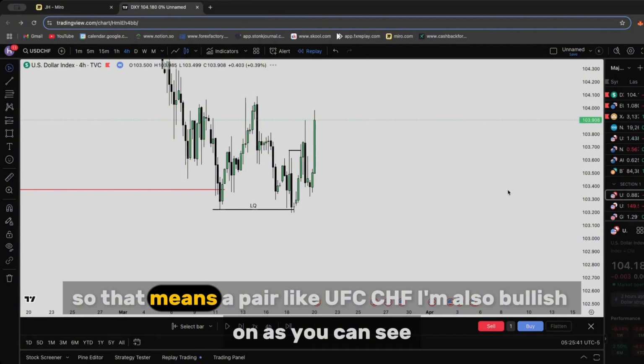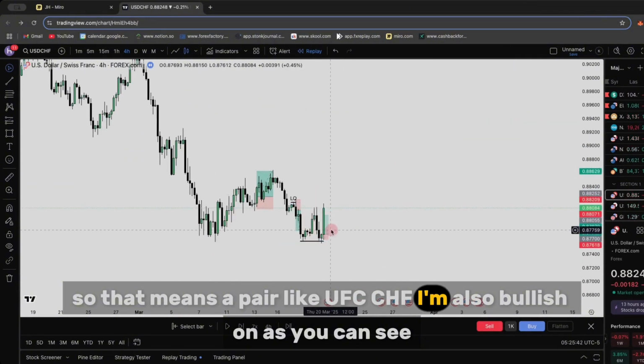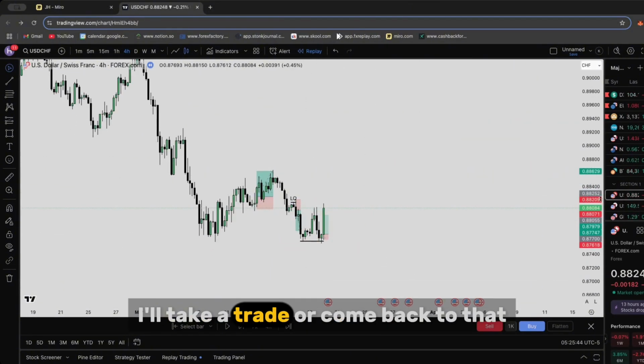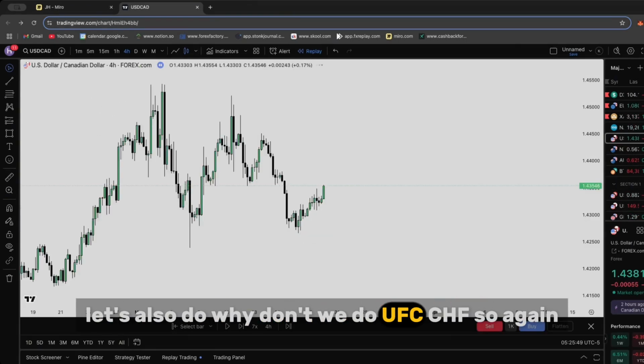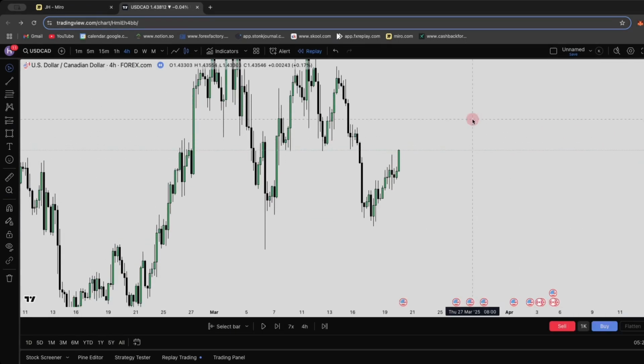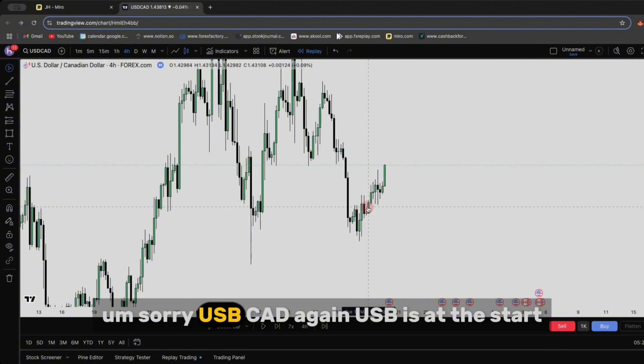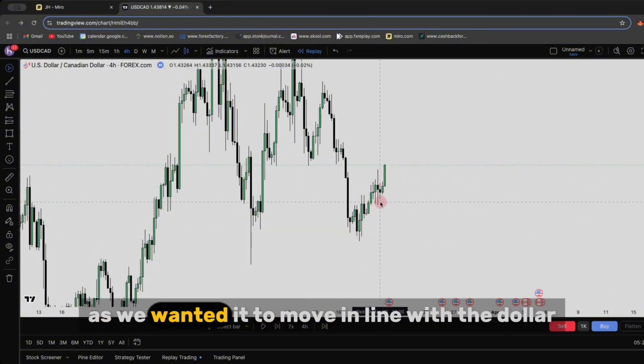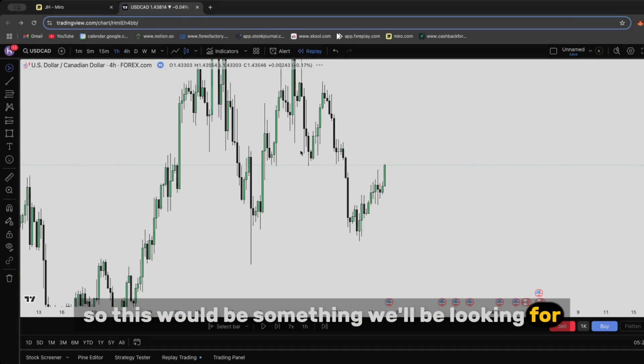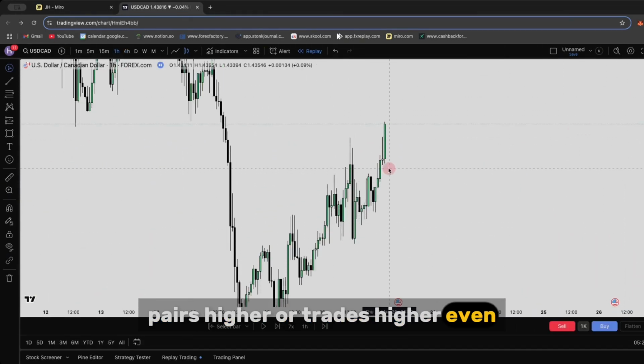So that means a pair like USD CHF, I'm also bullish on, as you can see, our ticket trade. We'll come back to that. Let's also look at USD CAD. Again, USD is at the start, so we would also be bullish, as we want it to move in line with the dollar. So this would be something where we'd be looking for pairs higher, or trades higher.